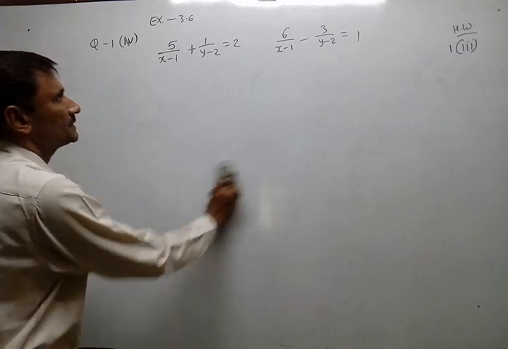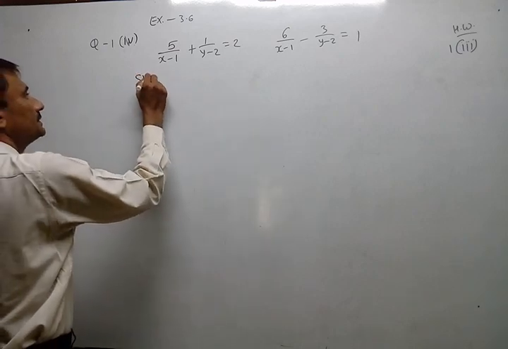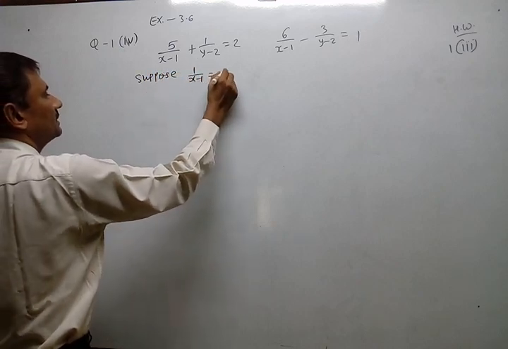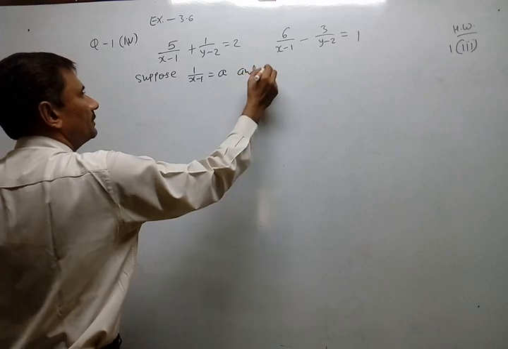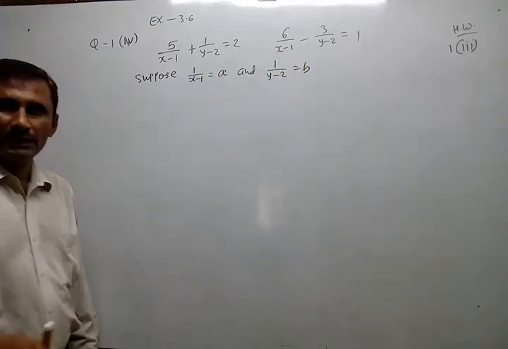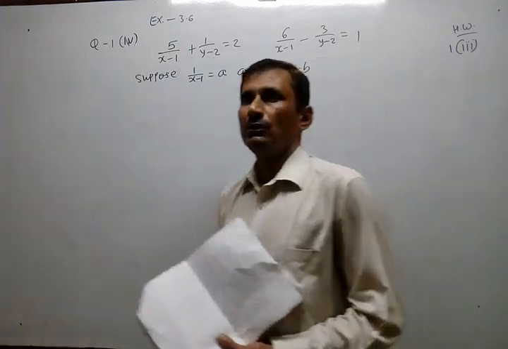So now just look here carefully. How I suppose it? Suppose 1 upon x minus 1 equal to a and 1 upon y minus 2 equal to b. Not only x, not only y. Whole binomial should be replaced.